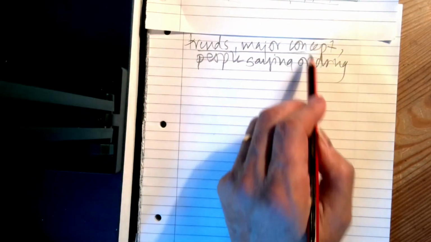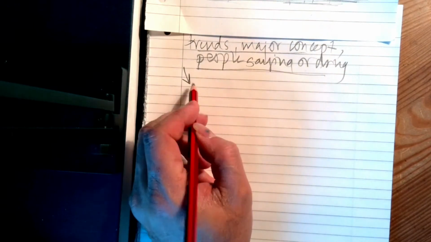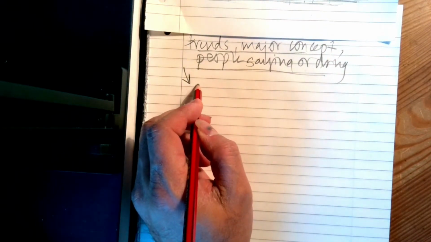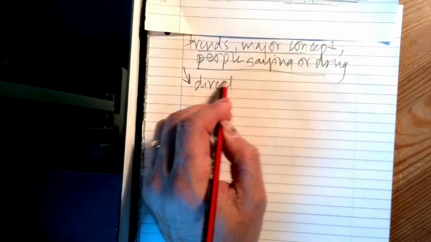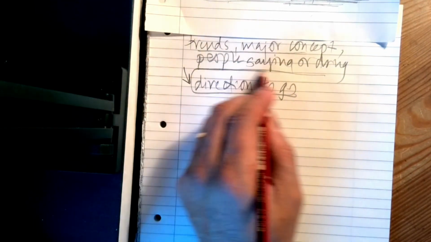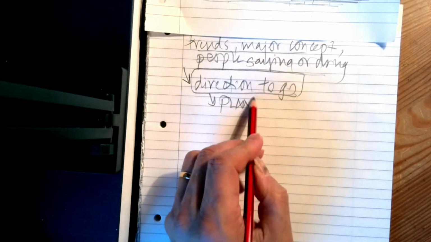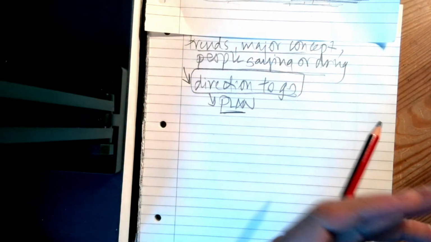Once you dig into your initial sources and you go through them in some way, you're then in a stronger position to have a better grasp of a direction to go. And that direction to go is you basically creating a plan, which will have to do a number of different things.